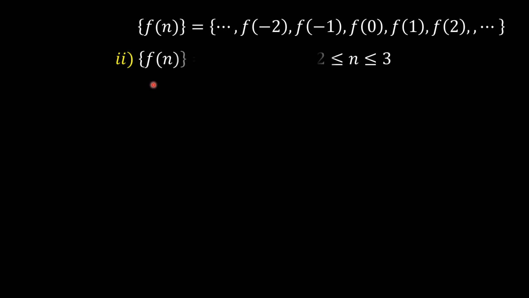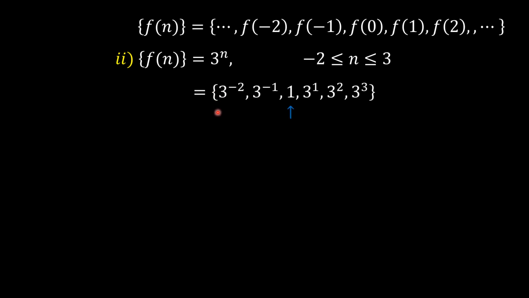Now consider the next example. F of n is equal to 3 raised to n, where n takes the values from minus 2 to 3, which are finite values. So put n equal to minus 2, minus 1, 0, 1, 2, 3. That will give us elements of the sequence as 3 raised to minus 2, 3 raised to minus 1, 1, 3, 3 square, 3 cube respectively. Here 1 is the element corresponding to n equal to 0, that is, it is the zeroth element.